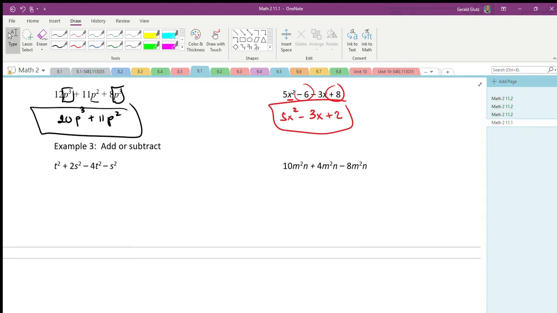In example 3, we're doing more of the same thing, so we got a t squared minus a 4t squared. So 1 minus 4 would be negative 3, so negative 3t squared. And then I have a 2s squared minus s squared. So that'd be just 1s squared, or plus s squared.